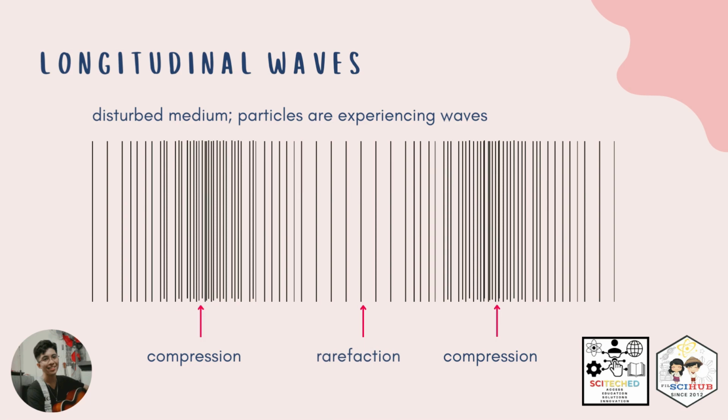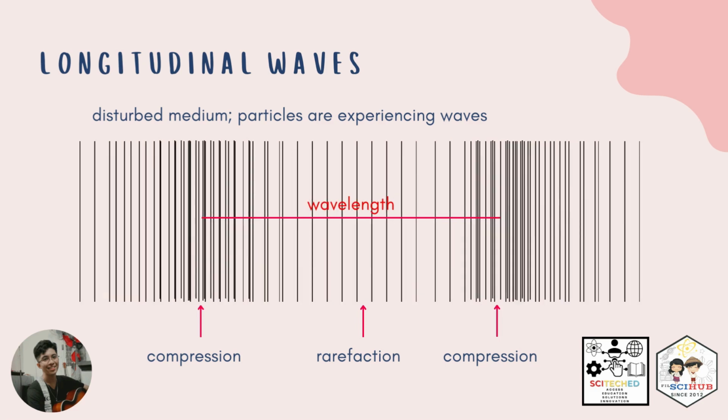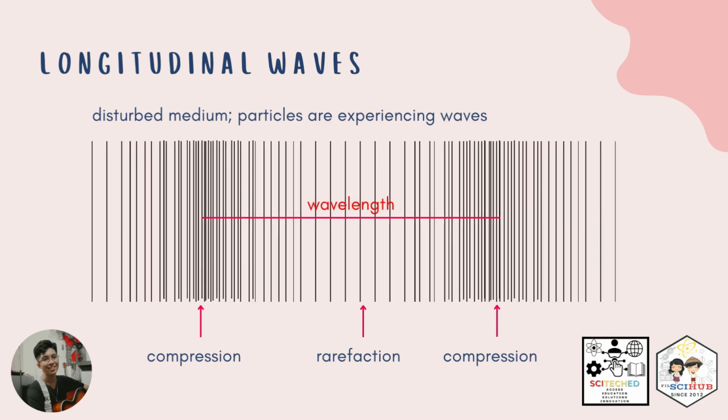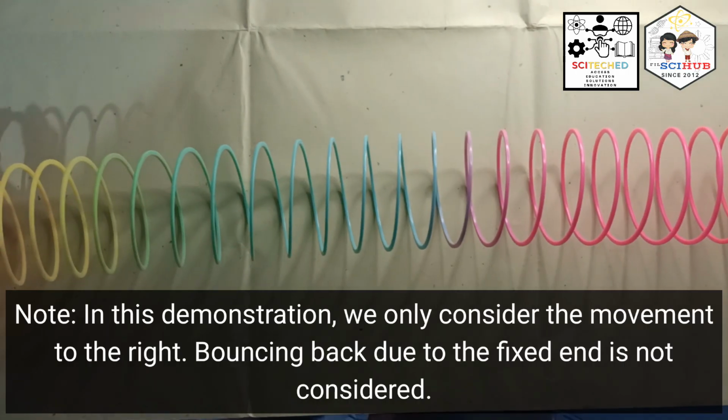Now, the distance between two consecutive rarefactions or the distance between two consecutive compressions is the wavelength. We usually measure the wavelength between two consecutive compressions because it is way easier. Right? Going back to the figure, let me show you what I mean by parallel.